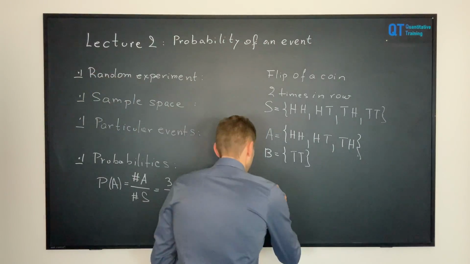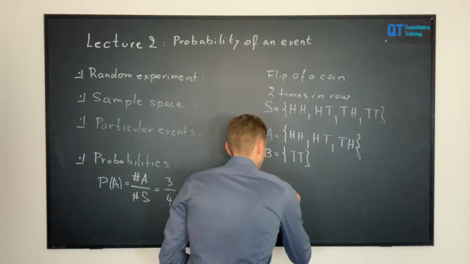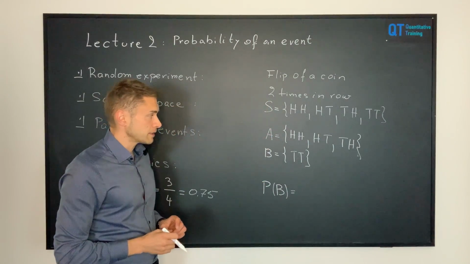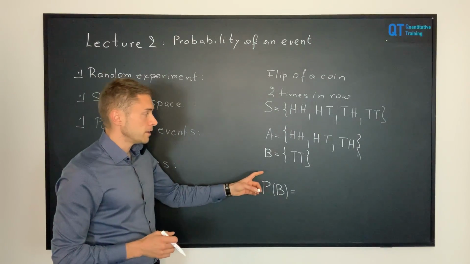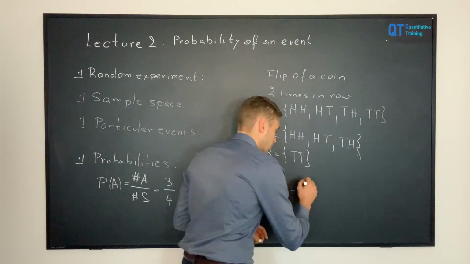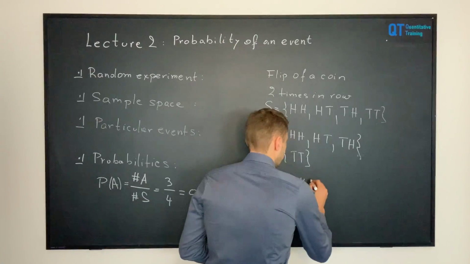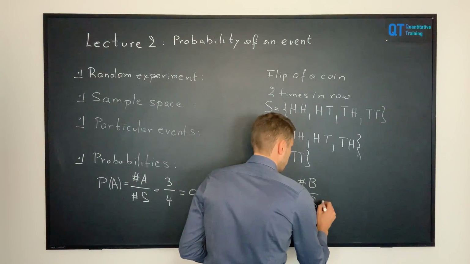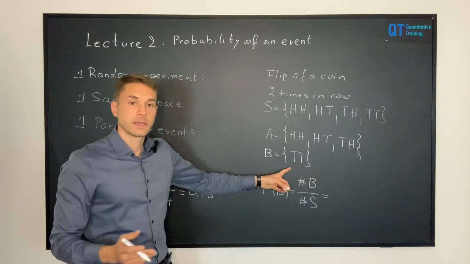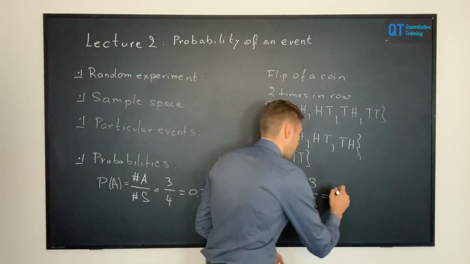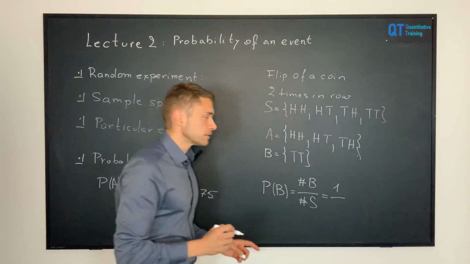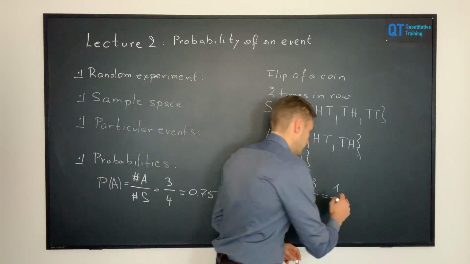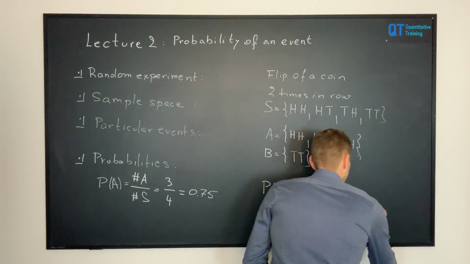So what is the probability of B? Well, we have to do this very same exercise. It's again a counting exercise. So we put in here the number of elements contained within the subset B, or the event B, divided by the total number of elements of the sample space. This time for B, we have only 1 element. And we divide this by the total number of elements contained within the sample space. So 4 again. And we obtain as probability 0.25.